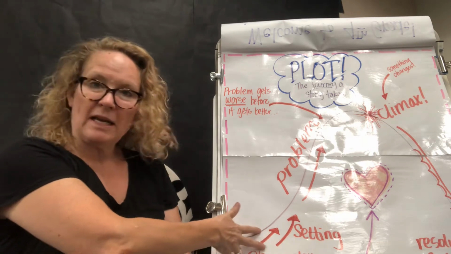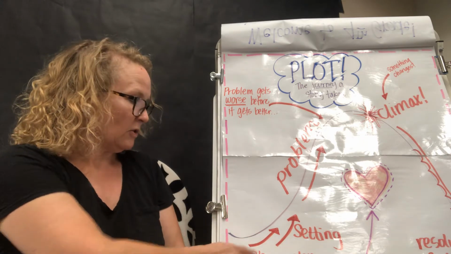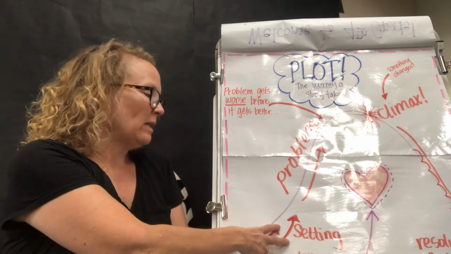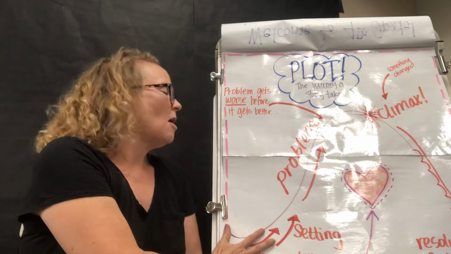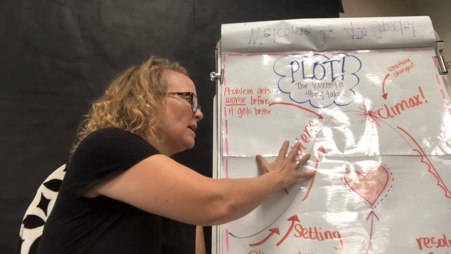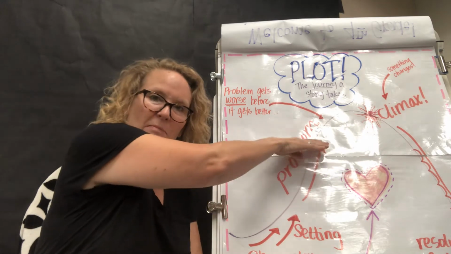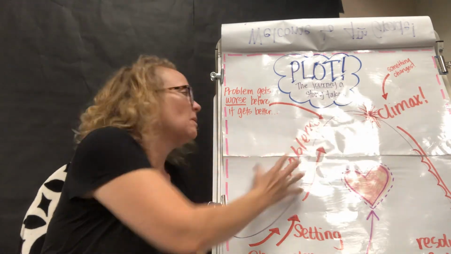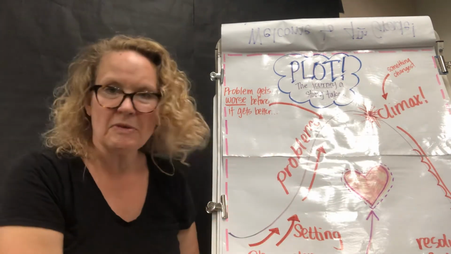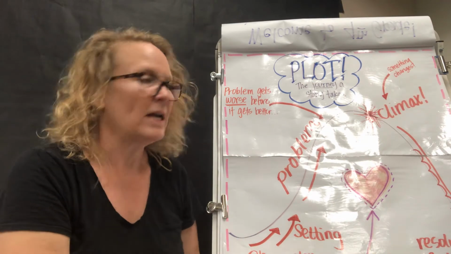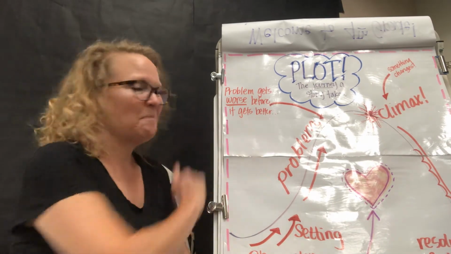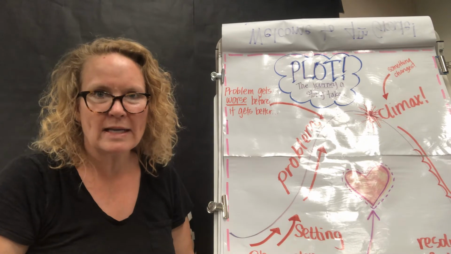So at the very beginning of a story, we hear about the characters and the setting. After we learn about the characters and the setting, oftentimes the author brings us up into the problem. Several events might bring us up into what is the problem in the story. Sometimes the problem of the story is called the conflict. And most of the time, the problem gets worse before it gets better.